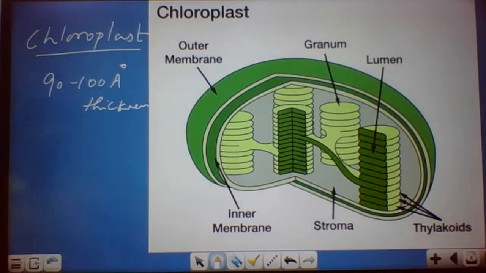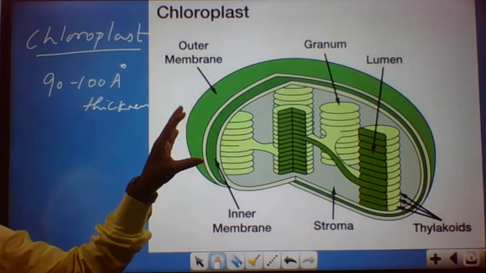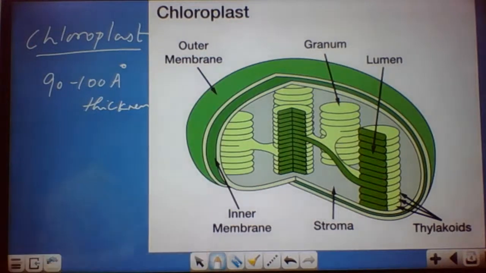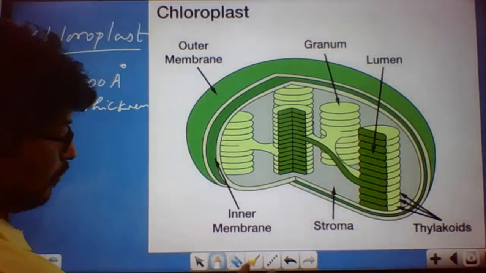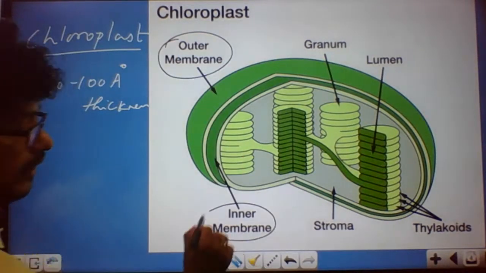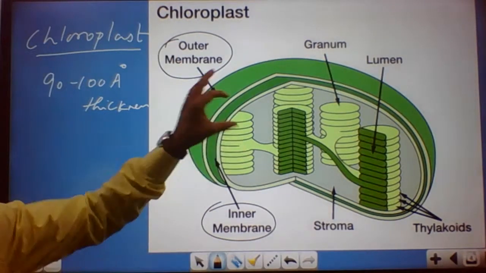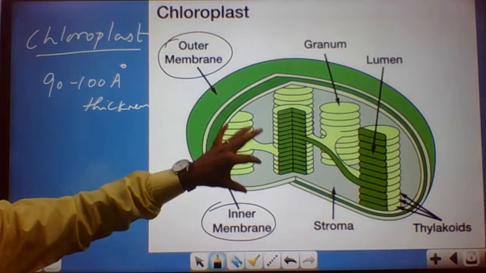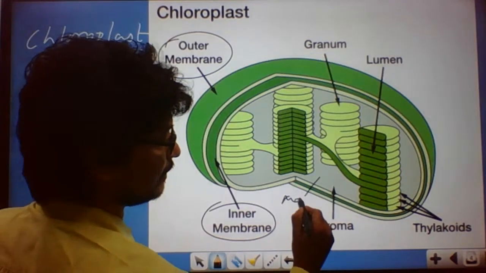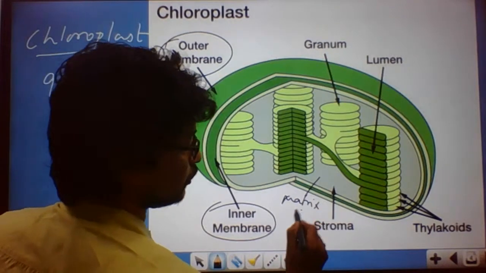It performs important functions in protein synthesis. This consists of the outer membrane. This part is the outer membrane, and we have the inner membrane. And when you go inside, you could see the matrix part. This region is the matrix region, and this matrix consists of stroma.